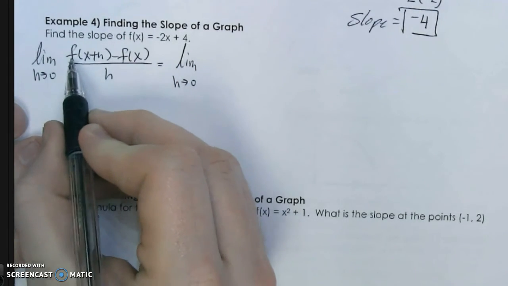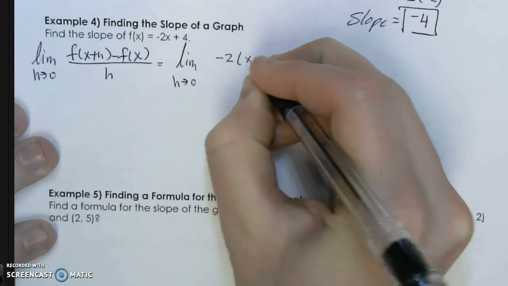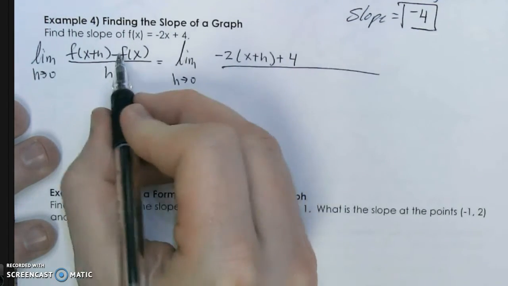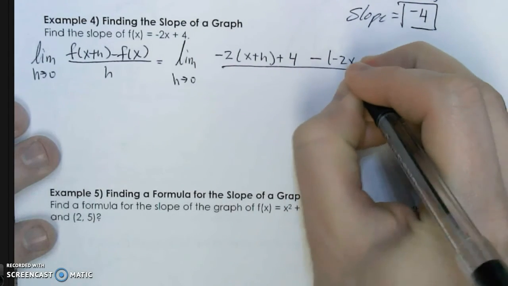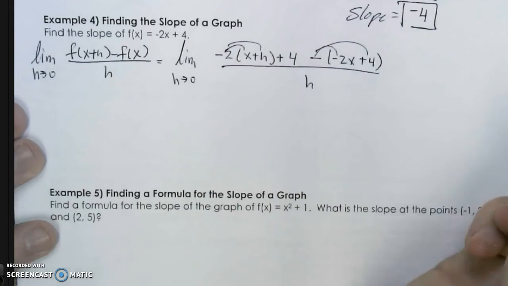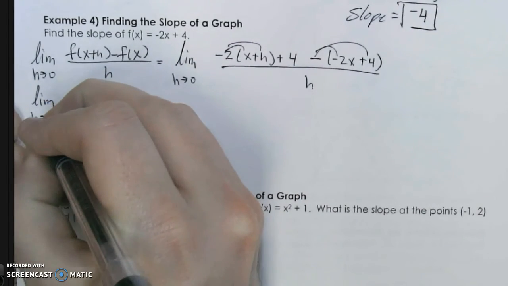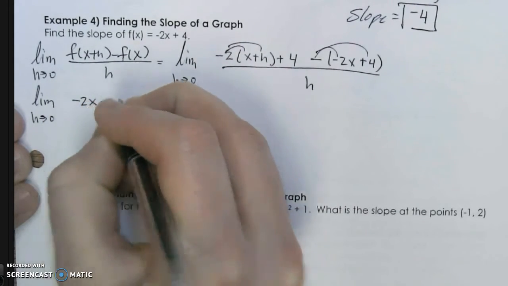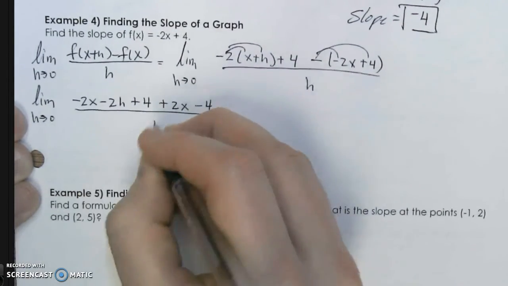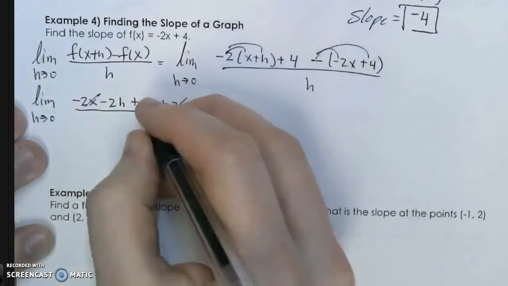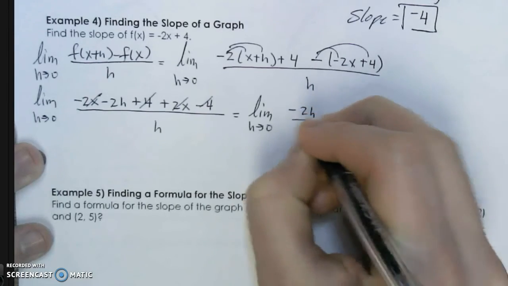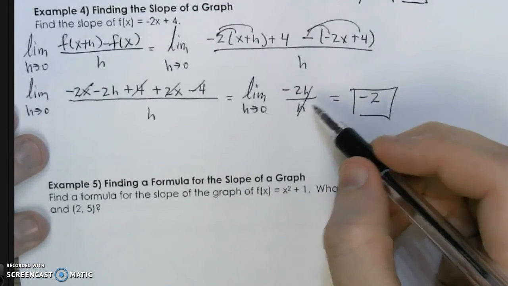F of x plus h means take the function, plug in x plus h. So that'd be negative 2 times x plus h, plus 4. And then minus f of x, so negative 2x plus 4, all over h. And then what we're going to do here is distribute and distribute so that we can collect like terms. So I've got limit as h approaches 0, and it's going to be negative 2x, negative 2h plus 4, plus 2x, and minus 4, all over h. And then we can cancel things. So I've got 2x minus 2x and 4 minus 4, and that leaves me with negative 2h over h. Now the h's cancel, and so you just get negative 2.